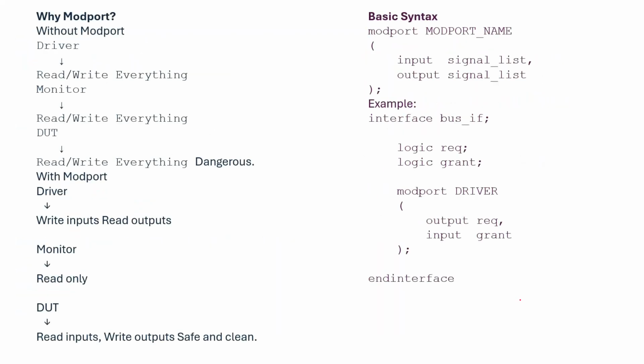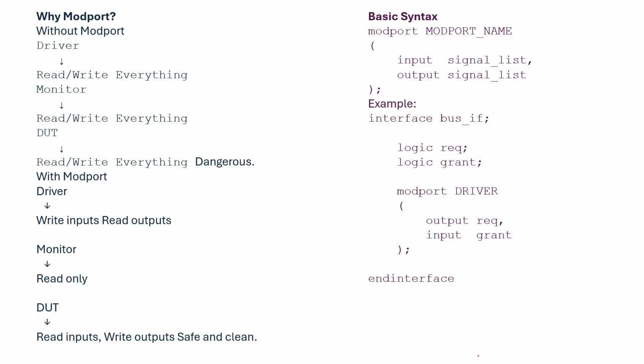Without mod ports, the driver is driving the read and write signals, and the monitor is also reading and writing signals. Both are driving the signals and reading the signals at a time. Reading and writing happening at the same time is the problem, and then a race condition may occur. With mod ports, I am writing the inputs and reading the outputs. Then the monitor is read only; it can only read the signals. Then the DUT reads the inputs and writes the outputs in a safe way.